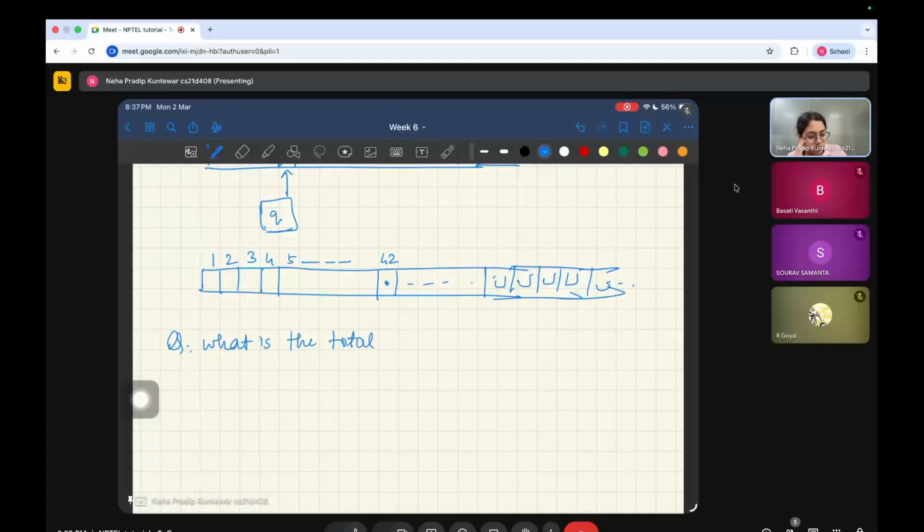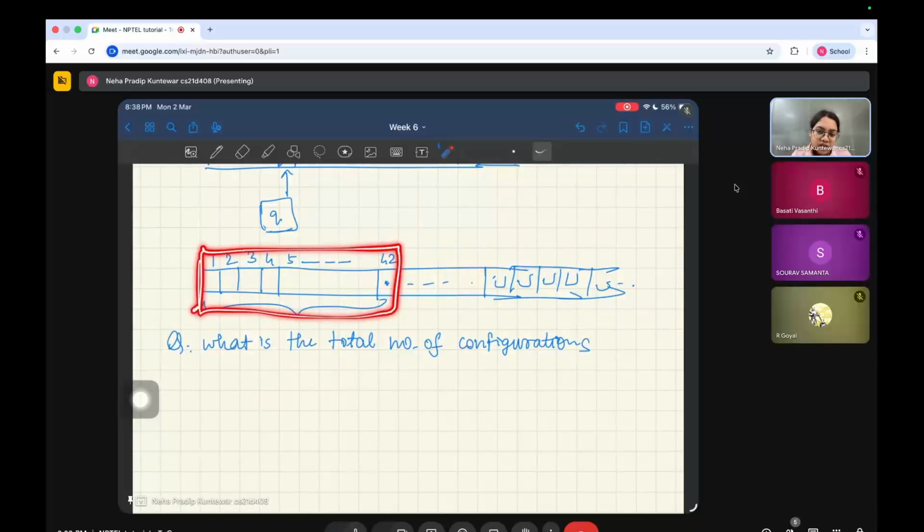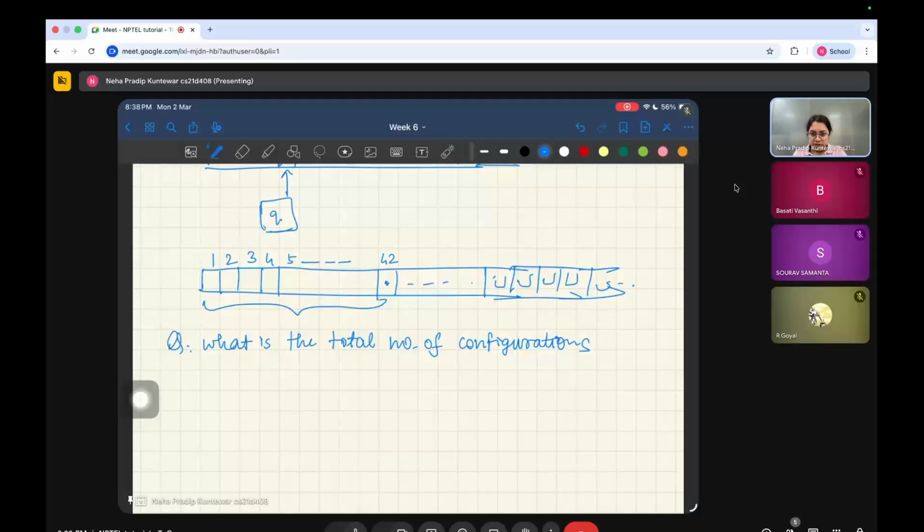So the question is, what is the total number of configurations? Let's not look at what is here, let's just look at this set of 42 cells and ask what are all possible configurations that we can have on 42 cells. When you say a configuration, what is the content, what is the state, and what is the index position?